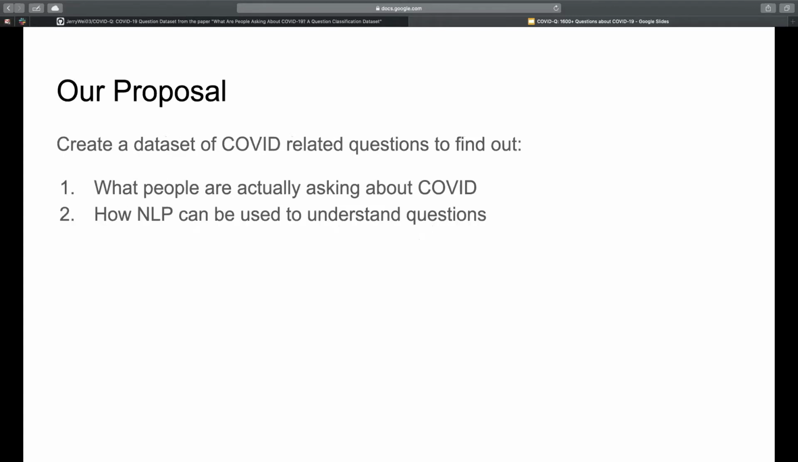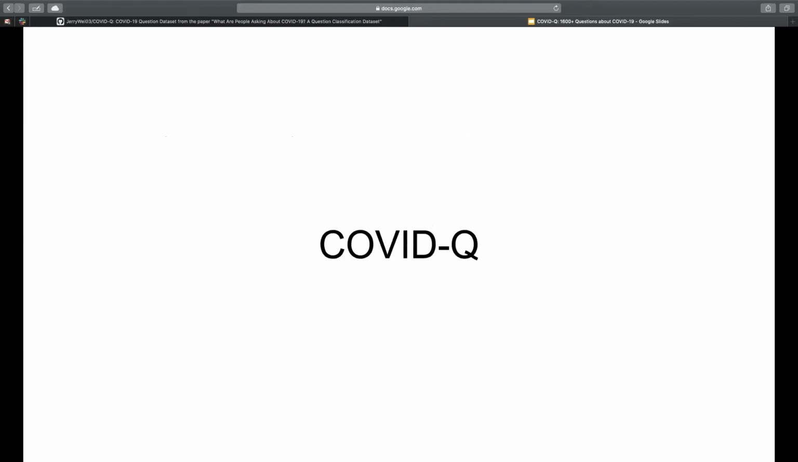Of course, these problems are very much present during the COVID-19 pandemic. So our proposal is to create a data set of COVID-related questions to find out what people are actually asking about COVID and how NLP can be used to understand these questions. So I introduce our COVID-Q dataset.